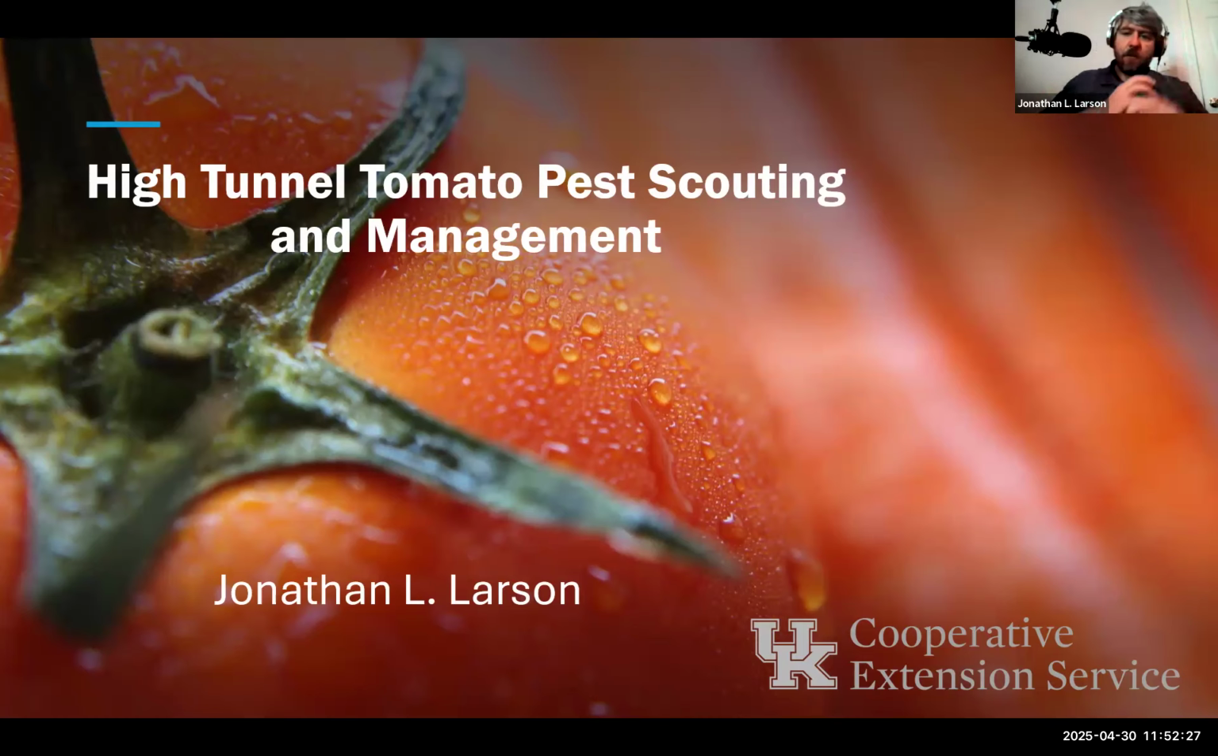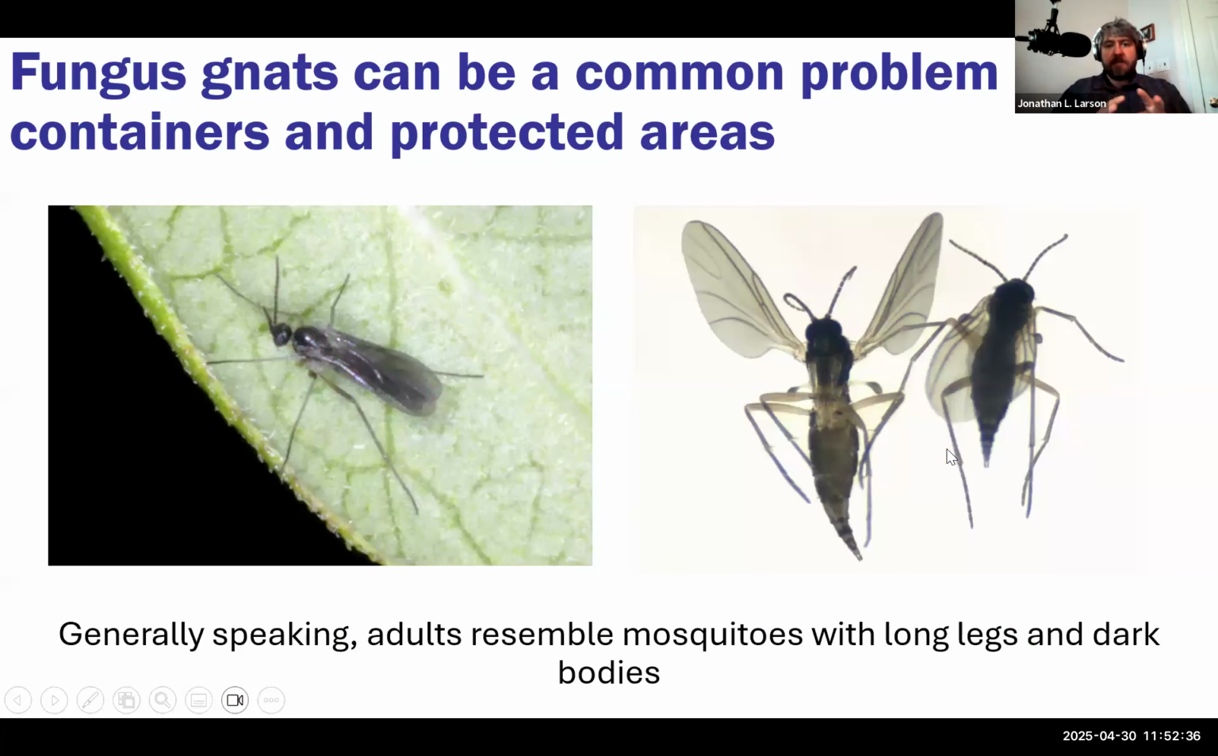So you end up with this weird hybrid mixture of greenhouse pests and then also classical field pests that might grow on a tomato. So when we talk about those kinds of pests, one of the first ones that we see usually in a high tunnel is the fungus gnat group. Fungus gnats are an interesting little group of critters.